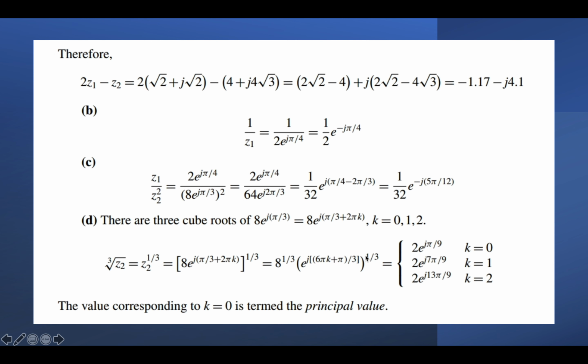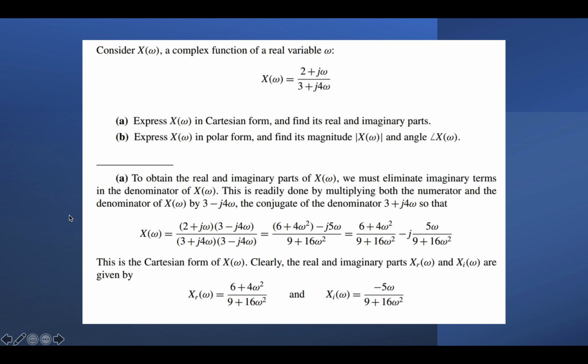And then what you do is you let k take on different values, starting with 0. The principal value is when k is equal to 0, and then you get this following result, 2e to the j pi over 9. When k is equal to 1, you get a different result. When k is equal to 2, you get a third result. And like I said, if we were looking for the 4th root, we would let k take on 4 different values. So that's how you take a root of a complex number. You always want to do that from polar form. It's almost impossible to do that in rectangular form.